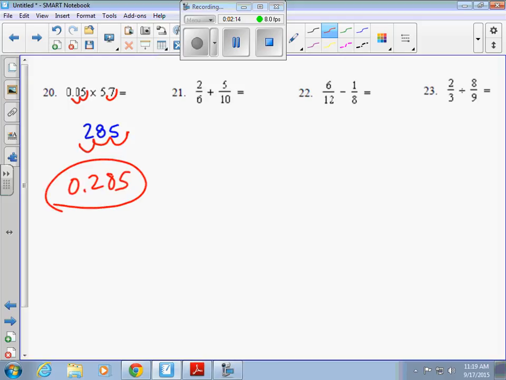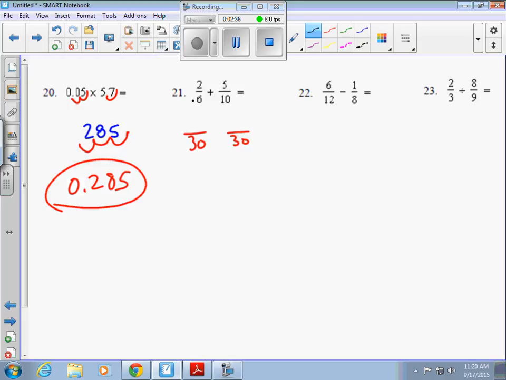2/6 plus 5/10. The problem with fractions is that the bottom number, the denominator, has to be alike. The smallest number that both of these go into is the number 30. If you use 60, it'll still work. You'll just have bigger numbers to reduce at the end. 30 is the smallest denominator that they have in common.